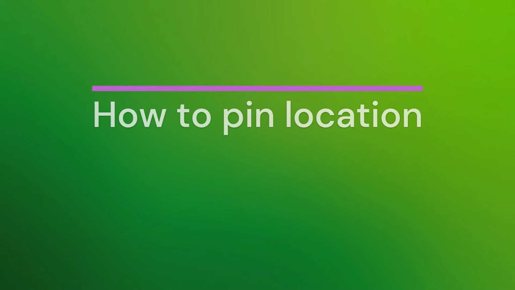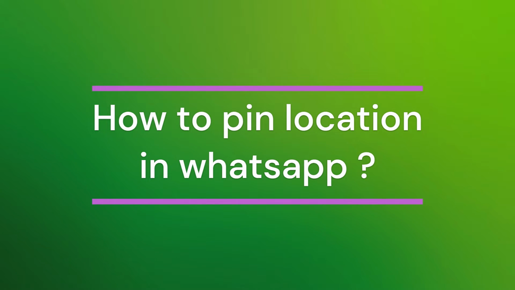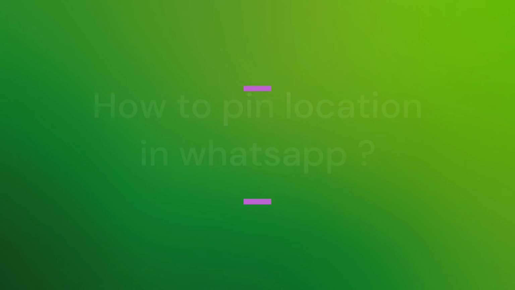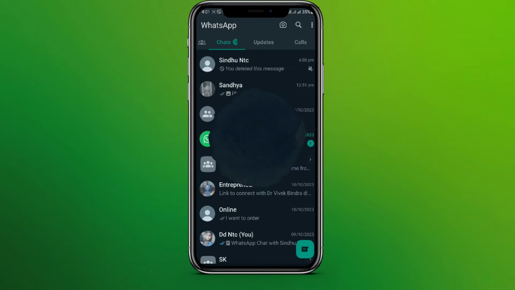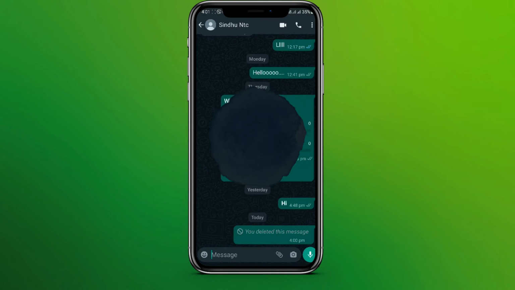Today in this video let's learn about how to pin location in WhatsApp. So let's get started. At first let's get into WhatsApp app. So here it is. Now go to the chat or the group you want to pin the location. So let's go for this one.